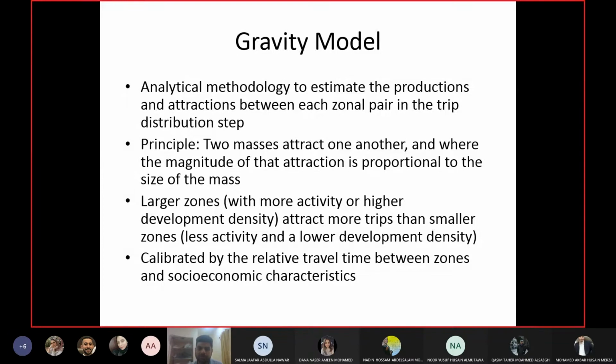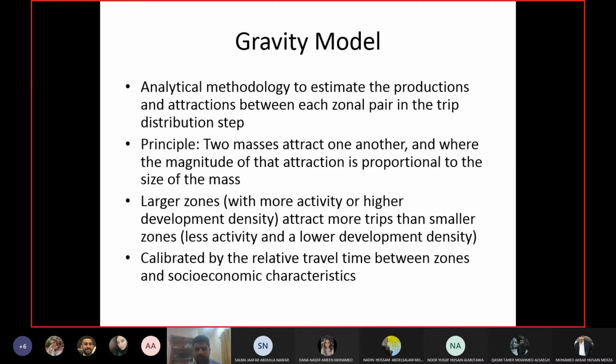Okay, so between each pair of zones you will find out how many trips are produced and how many trips are attracted. Produced means they are produced from your zone and going towards the other zone, and attracted means they are coming from the other zone and attracted towards your zone. So when I say produced, that means they are going out of your zone, and when I say attracted, they are coming into your zone.